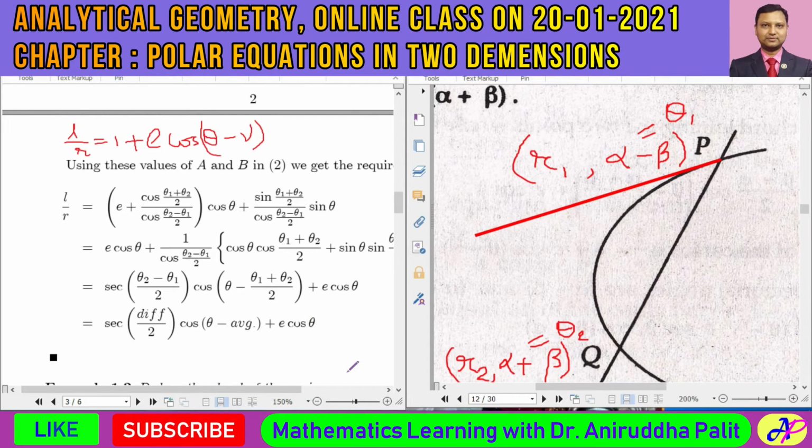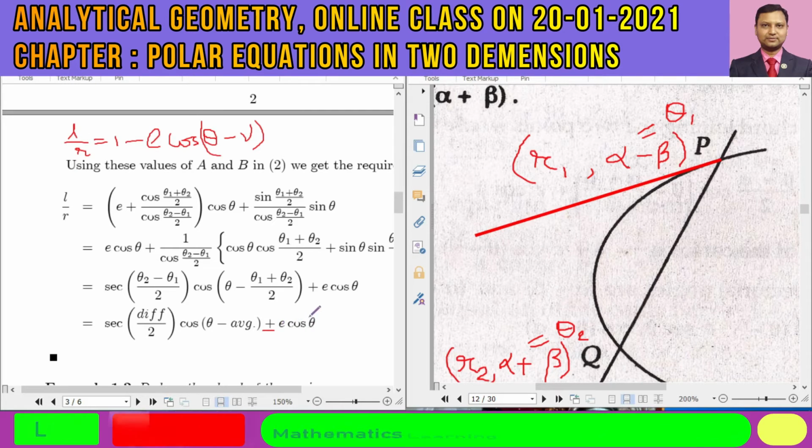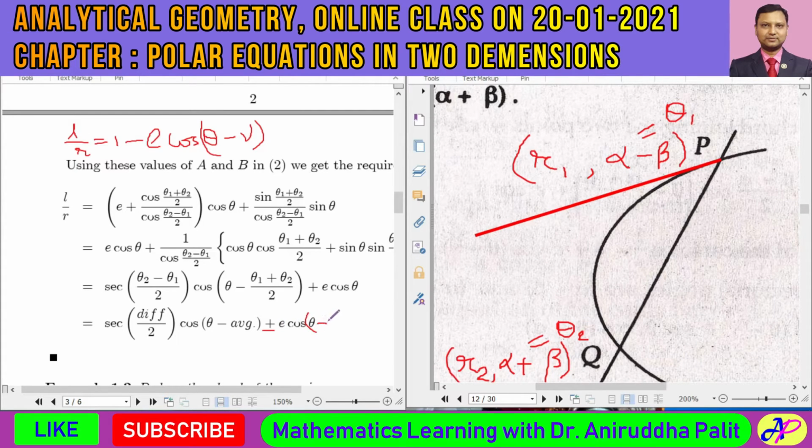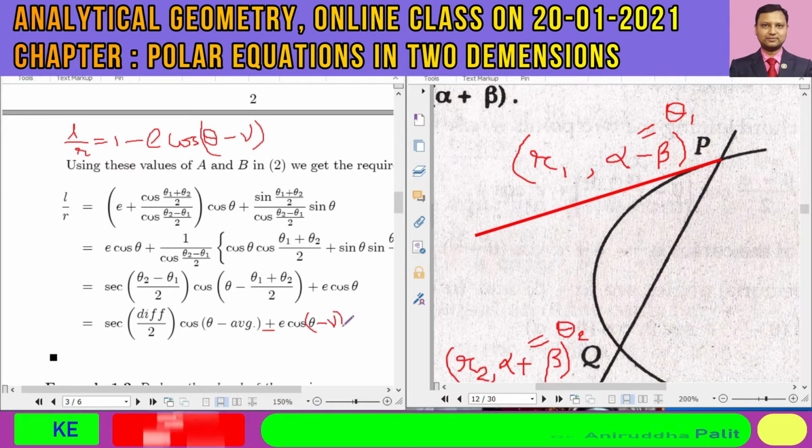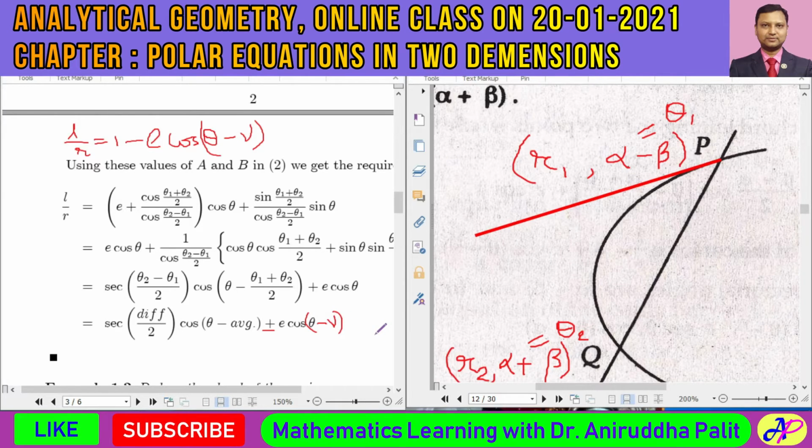Similarly, if we have a minus symbol over here, then only we should have a negative symbol over here: minus of e, minus e cos of theta minus gamma. So this much would be the corresponding modification in the equation of the chord.